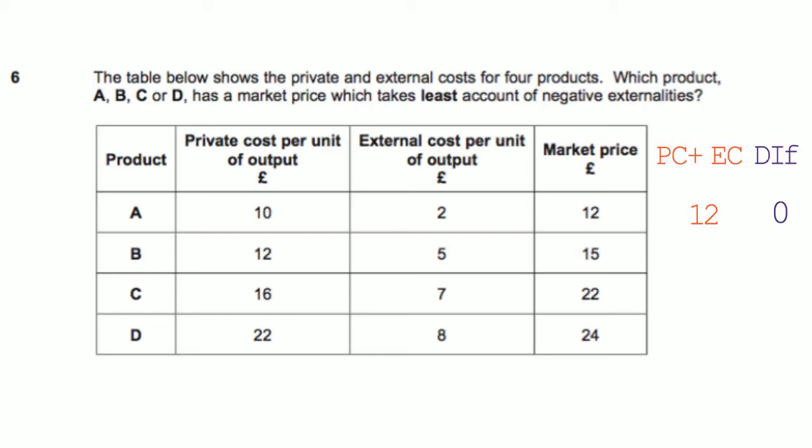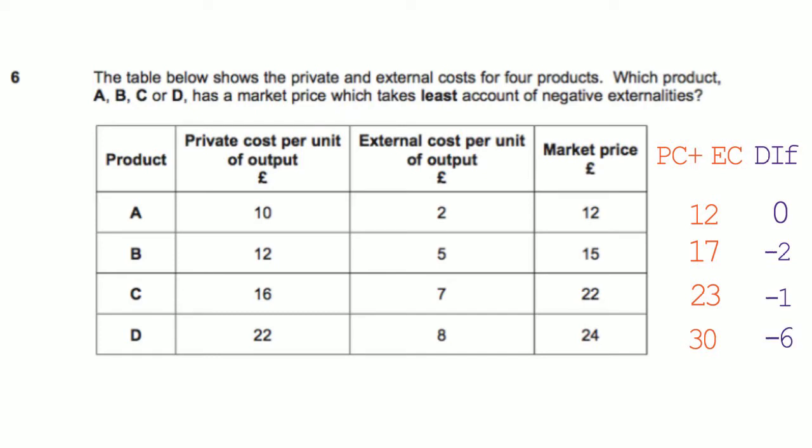For B, the private cost is 12 and the external cost is 5, therefore the market price should be 17. However, the market price is 15, therefore there's a difference of £2. For C, we add the private cost of 16 to the external cost of 7, and this gives us a value of £23, and the market price is 22, which is a difference of £1. And finally, for D, the private cost is 22 and the external cost is 8, therefore the market price should be 30. However, for D, the market price is 24, and this is a difference of £6.